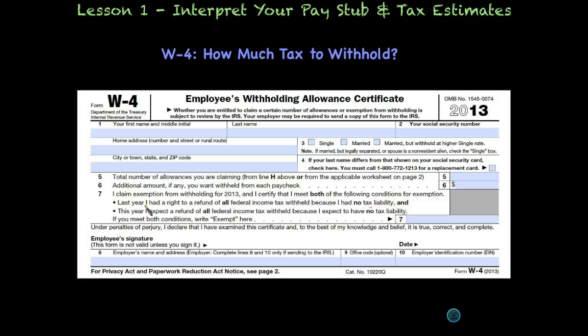Number 1, last year I had a right to a refund of all federal income tax withheld because I had no tax liability. So the key is no tax liability. And this year I expect a refund of all federal income tax withheld because I expect to have no tax liability. And you're probably wondering how it is that you could have no tax liability. And we'll look at how the federal income tax return works in the next couple lessons.